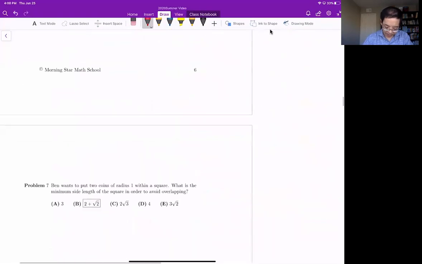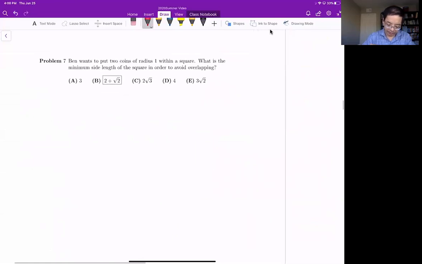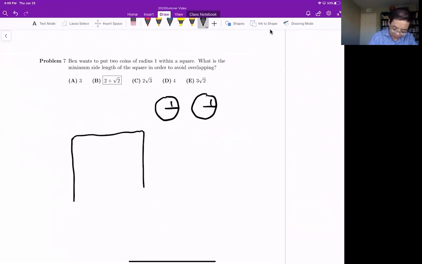All right, now let's look at problem number 7. So number 7 says Ben has 2 coins, each has radius 1. Now he wants to find a square to contain both coins without overlap. So the question is, what is the smallest square that he could use?